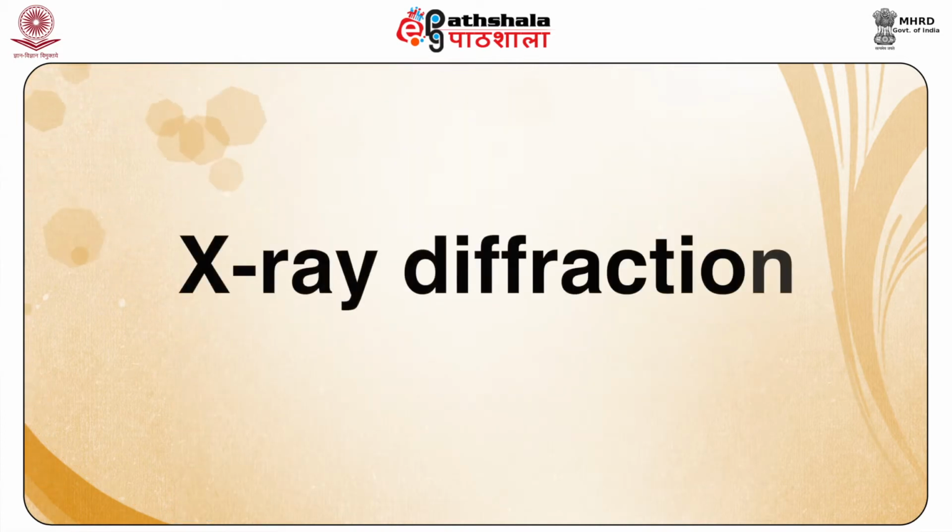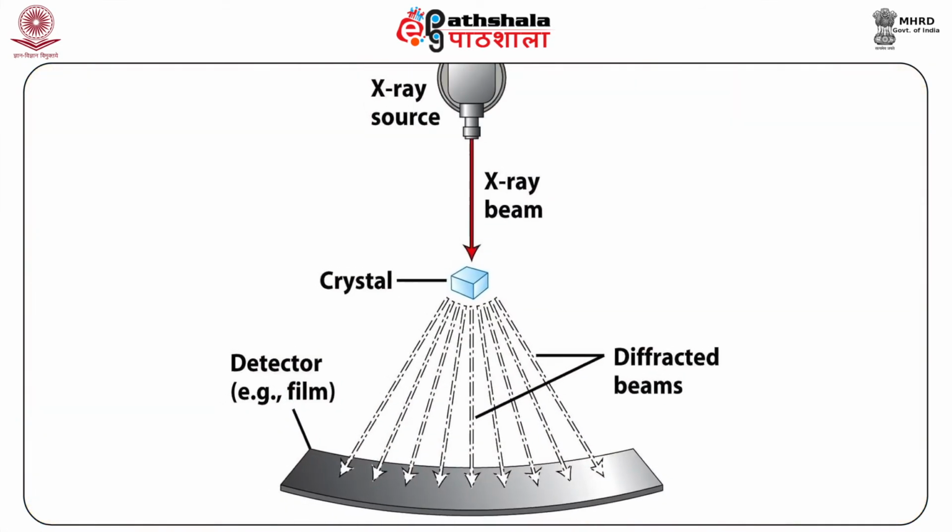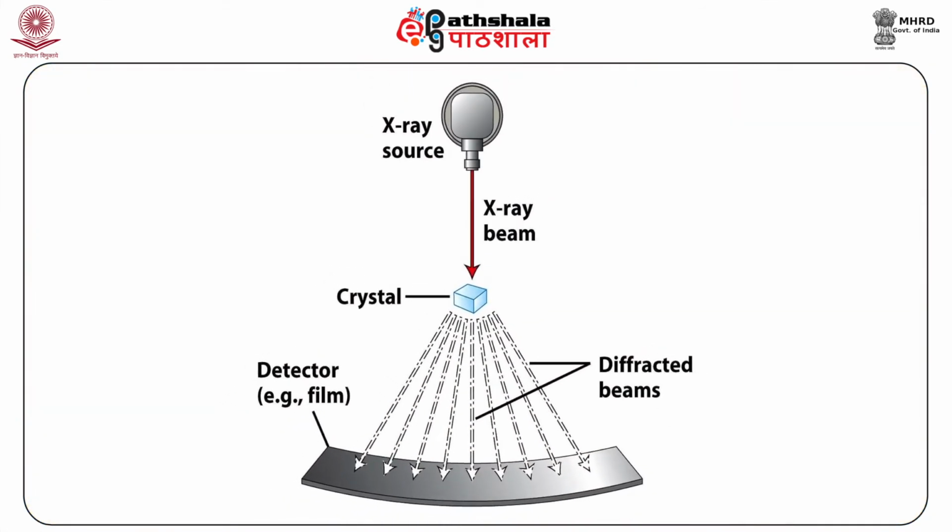Now, moving on to X-ray diffraction. It is used for determining the atomic and molecular structure of a crystal in which the atoms cause a beam of X-rays to diffract into many specific directions. The structure of DNA and many other biological molecules was revealed by this method.